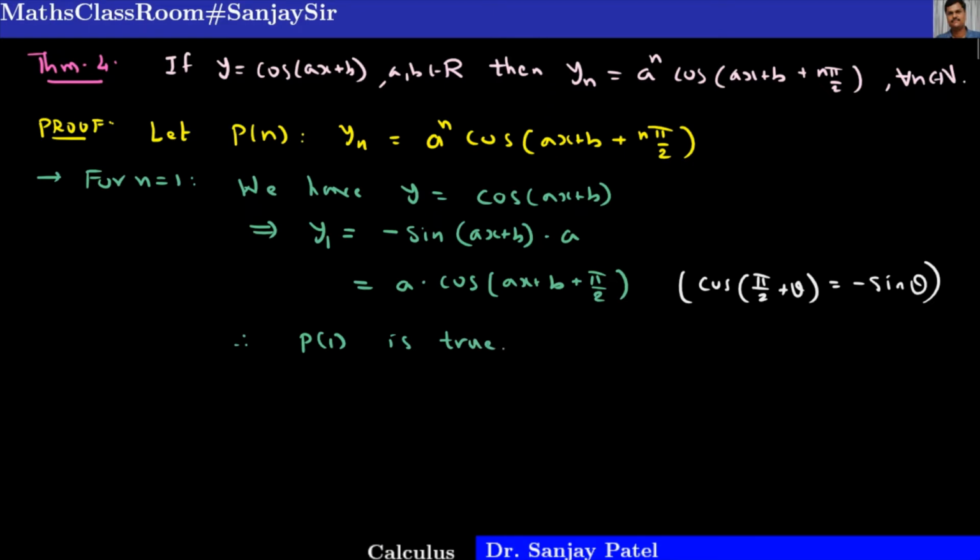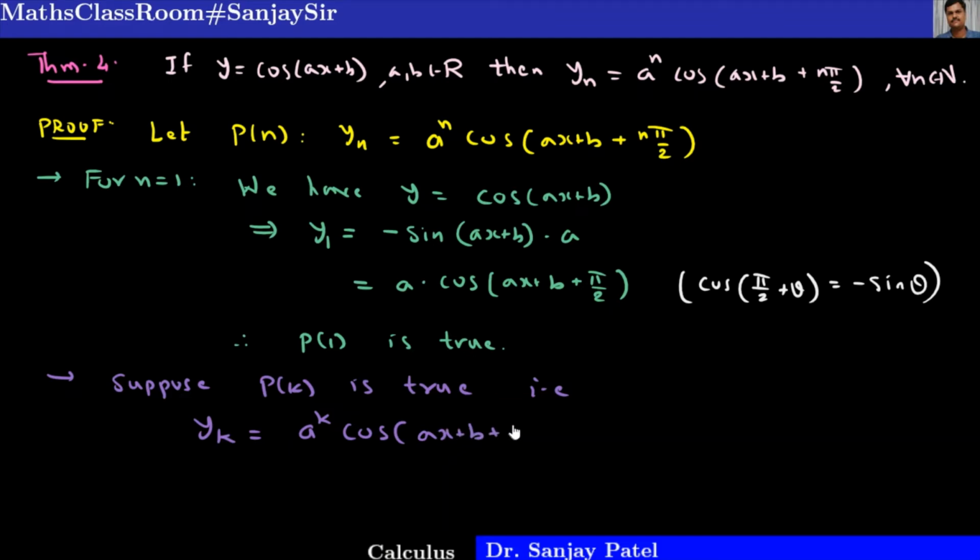Now let us assume that Pk is true. So suppose P of k is true, and that is we have yk, just putting n equal to k here, we get P of k. So I am writing it like a raised to k into cos of ax plus b plus k into pi by 2, and let us call this as result number 1.